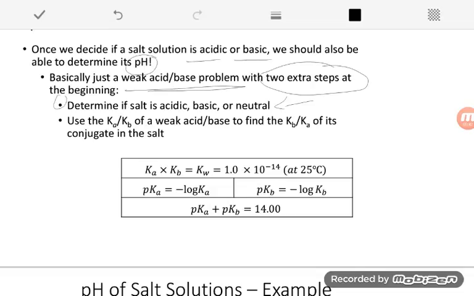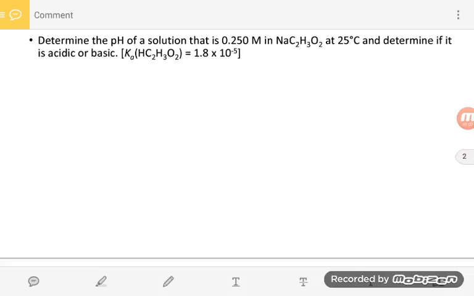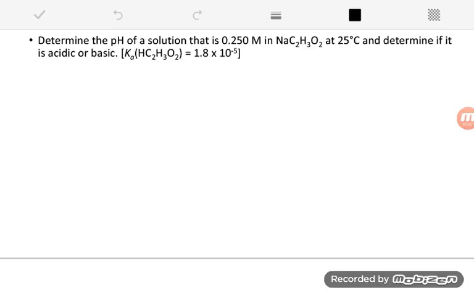in the salt. So we know salts always have conjugate acids or bases in them, and we're usually provided with the Ka or Kb of the original acid or base. So once we figure out the acidic or basic component, we need to figure out its Ka or Kb. So let's look at an example. Determine the pH of a solution that is 0.250 molar in sodium acetate and determine if it's acidic or basic.